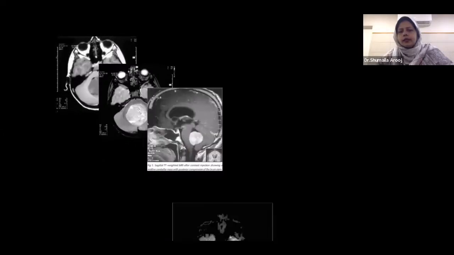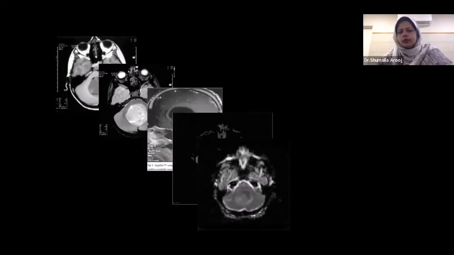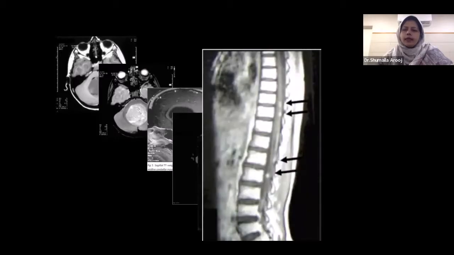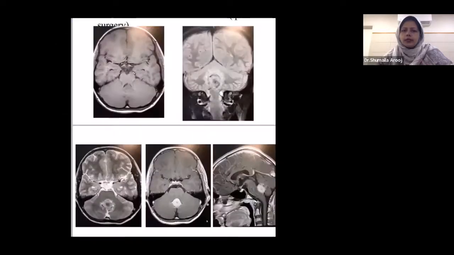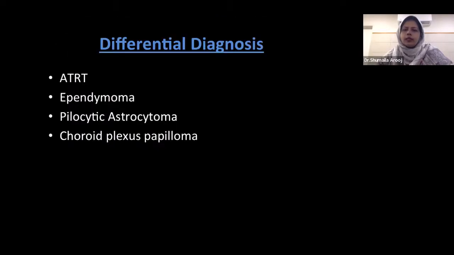We discussed that most of the time it is lying in the midline. It shows intense enhancement. At times it shows diffusion restriction. It appears low on ADC mapping because it has dense cell packing. It has multiple drop metastases, so we have to image the entire neuroaxis. This was another example which I already shared.